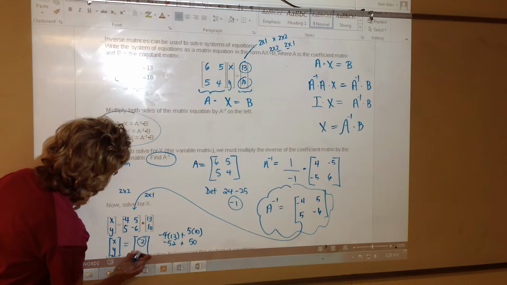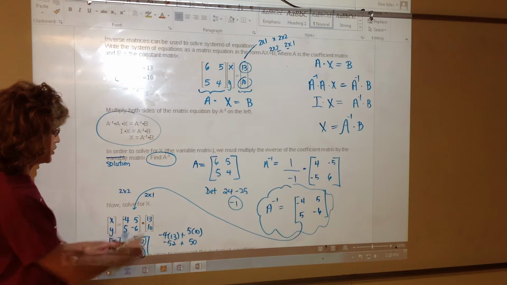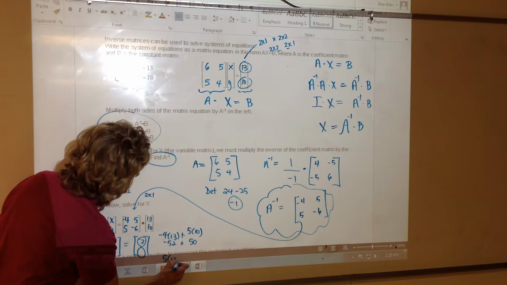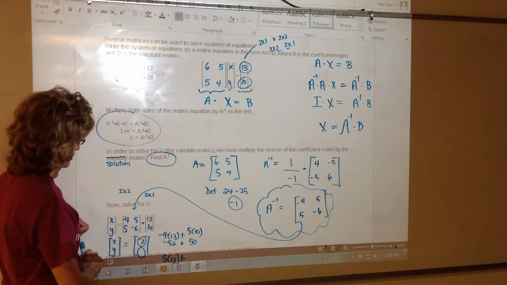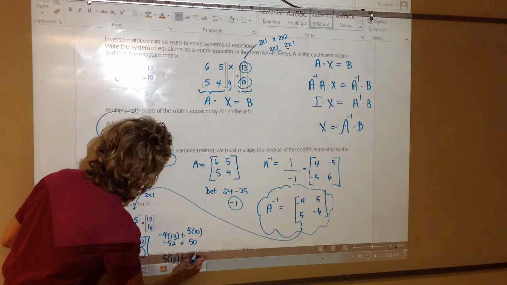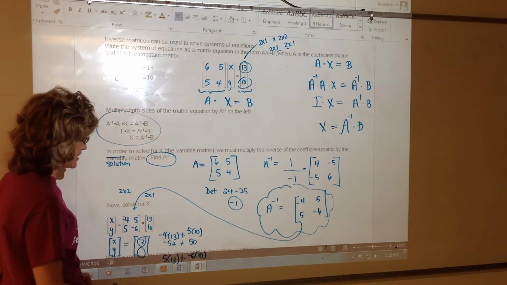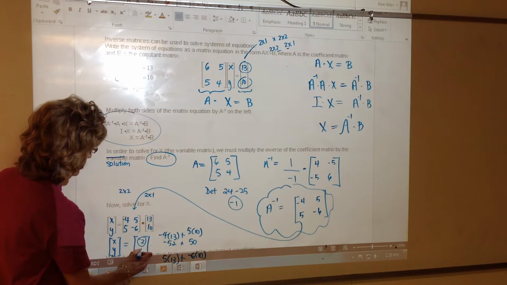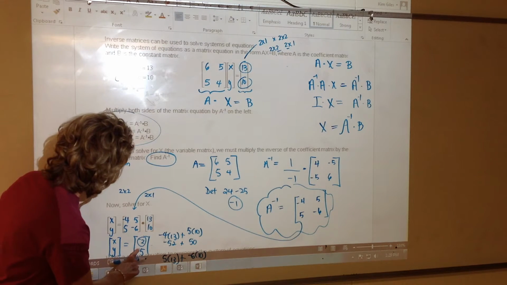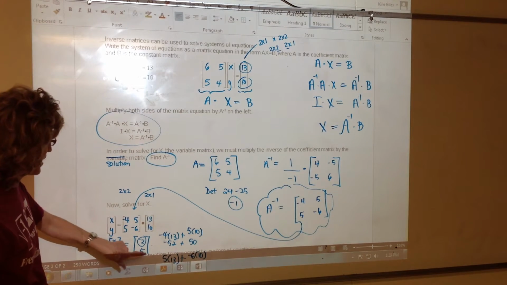Do this one. You've got to use row 2, column 1. So 5 times 13 plus negative 6 times 10. So that's 65 plus negative 60. We get negative 5. No, positive 5, sorry. 65 minus 60, we get 5.